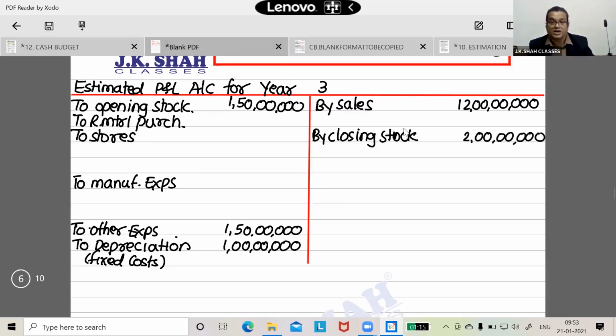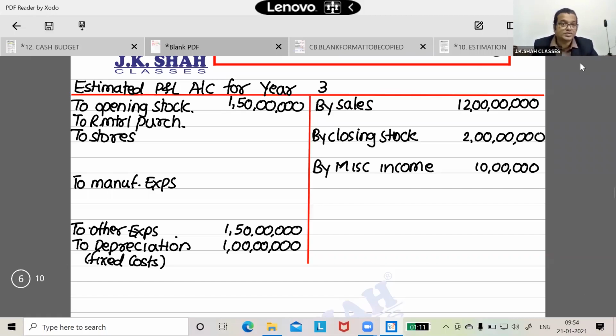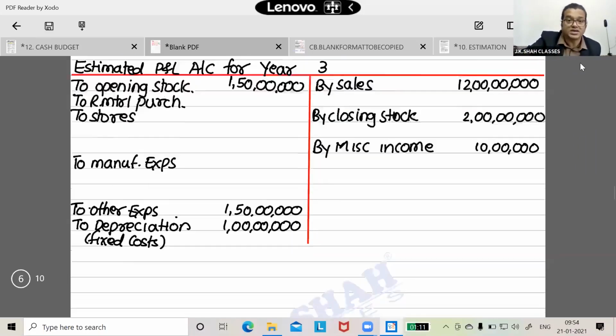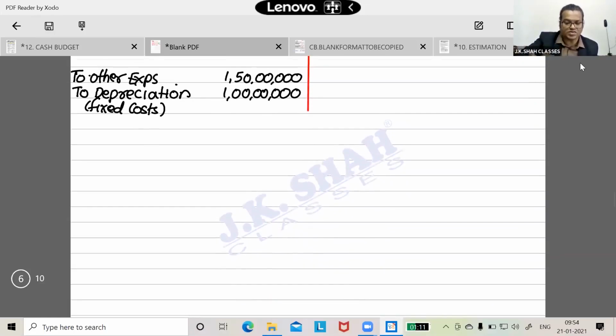What will I say about miscellaneous income? It is a secondary income, right? You all understand this? Not a main income. We can say it's a non-operating income. First year also 10 lakhs, second year also 10 lakhs. So that will just continue to be 10 lakh, 10 lakh, 10 lakh. Now we are left to find out these three things: raw material purchases, stores, and manufacturing expenses. See, unless this happens, we cannot proceed further. So yes, we need to complete that.